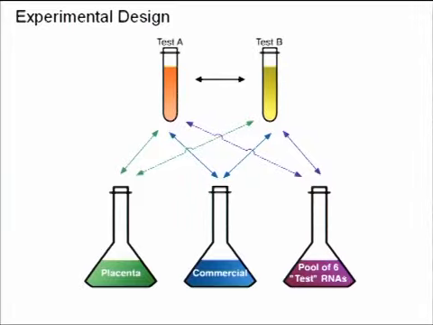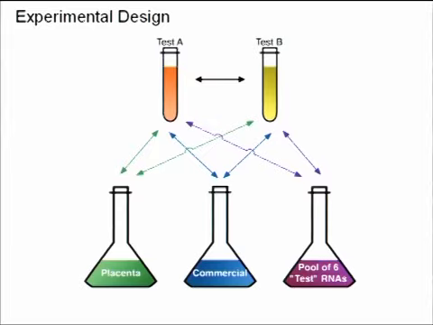So here's an experiment that we designed to test some reference RNA strategies. There are 3 reference RNAs here. There's placenta, which some people think makes a good reference because placenta cells express lots and lots of genes, a commercial reference that we purchased from a company, and then a pool of 6 test RNAs. So these are my nominal reference RNAs, and then there were 6 test RNAs that came in pairs.